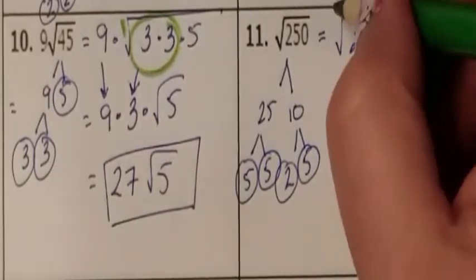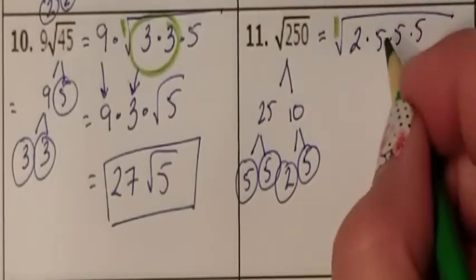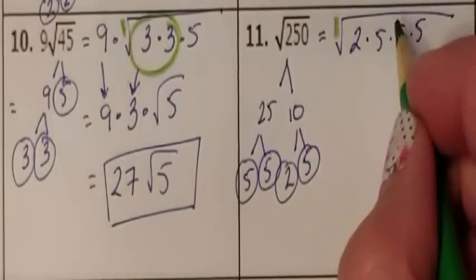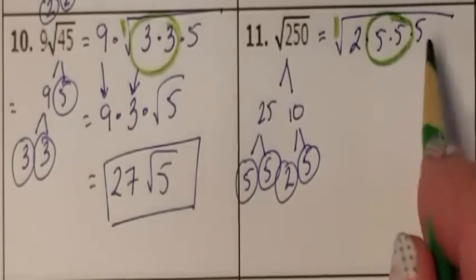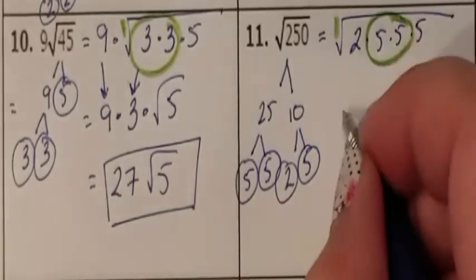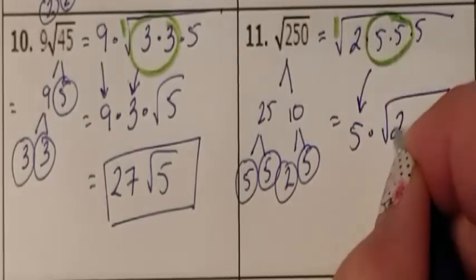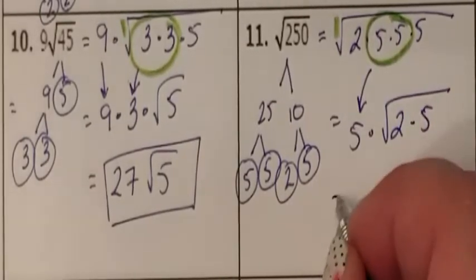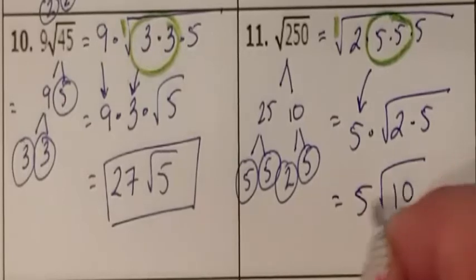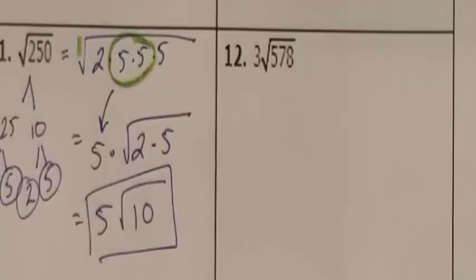Because the root right outside here is a 2, I'm trying to find pairs. There's no pairs of 2. Here's a pair of 5. That 5 cannot pair with anybody. So who escaped? The 5 got to escape. The 2 was left inside, and the 5 was left inside. So I have 5 times the square root of 10.